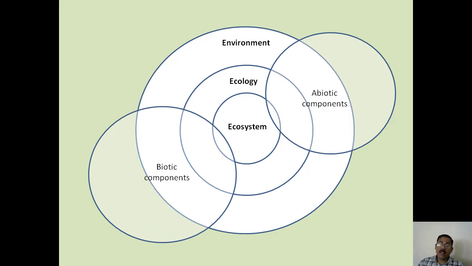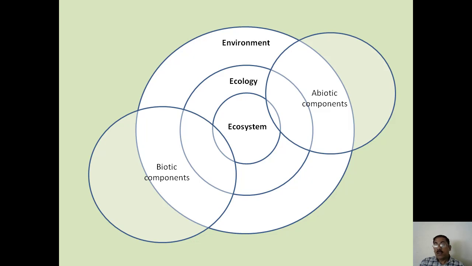The figure indicates that the biotic components are attached with the ecosystem, ecology and the environment. Abiotic components are also attached with the ecology, environment and ecosystem. The ecosystem is the basic unit of this environment. So any changes in the ecosystem directly influence our environment.